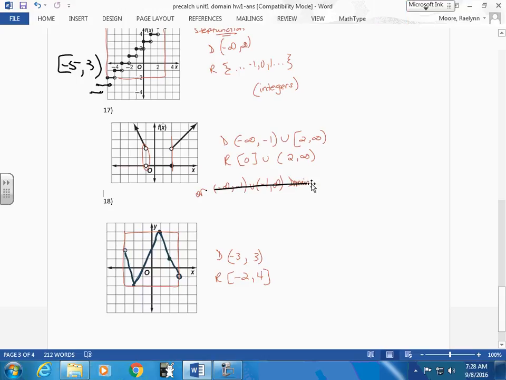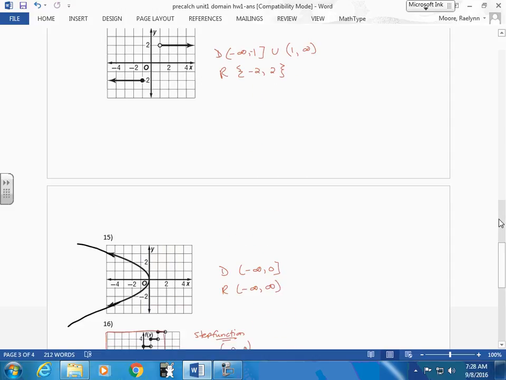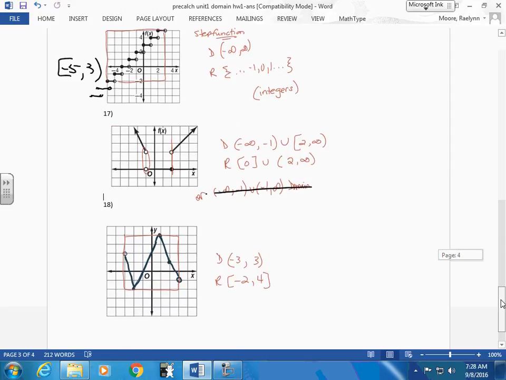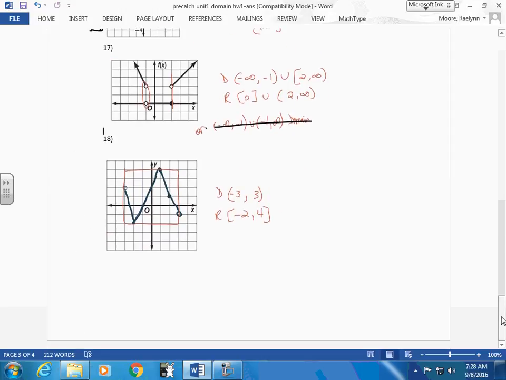And this one also is continuous within this. So find your endpoints, box it in. Find your endpoints. If you box it in, it's a little easier to tell. And just watch your open and your close. Good.